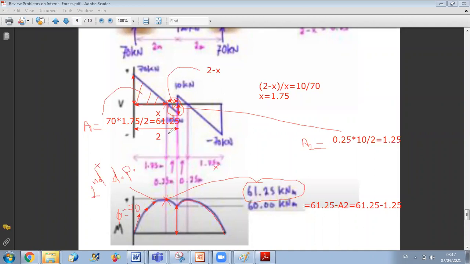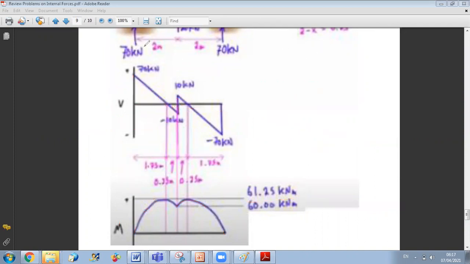Any question on how we did the graphs? Okay. So let us continue with the problems.